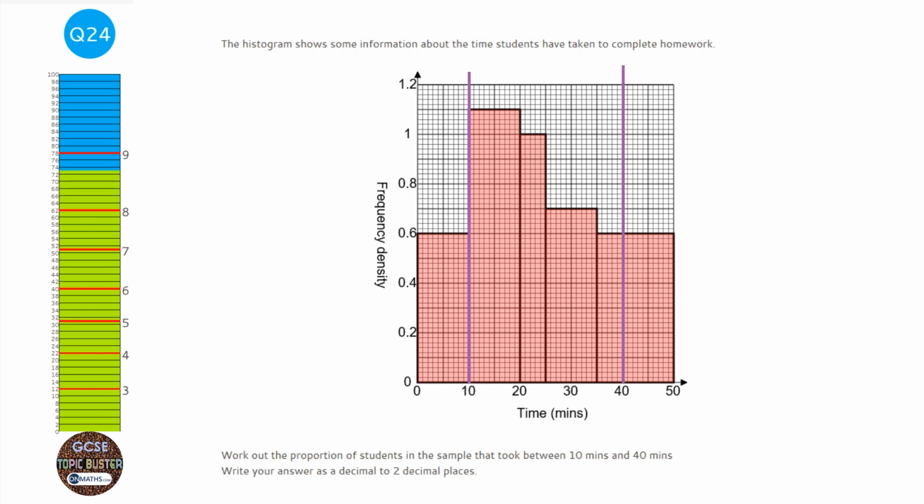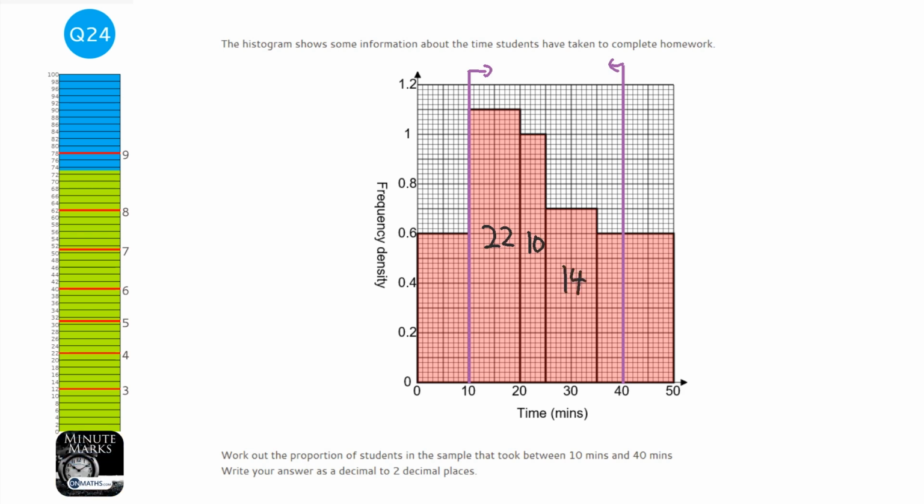So we need 2 things. We need to know how many big squares there are between those two, 10 and 40, and we need to know how many there are in total. So let's just have a count. 1, 2, 3, 4, 5, 6, 7, 8, 9, 10, 11. So that's 11 twos, so that's going to be 22 in that rectangle. That's going to be 10 high, so that's going to be 10 big squares. 1, 2, 3, 4, 5, 6, 7. So that's going to be 14 big squares.